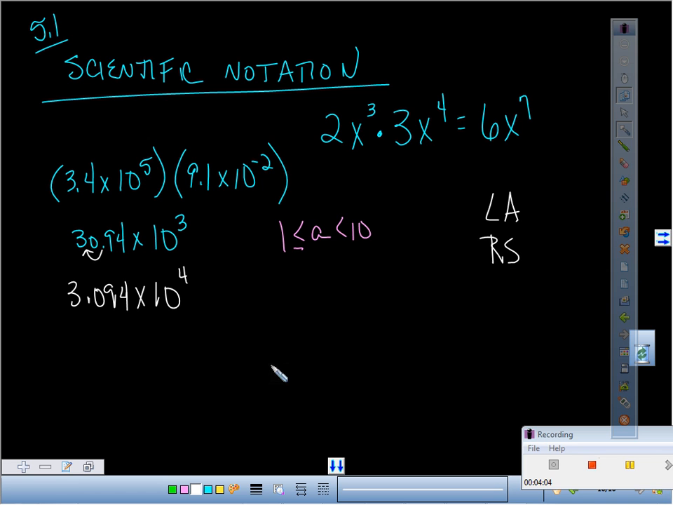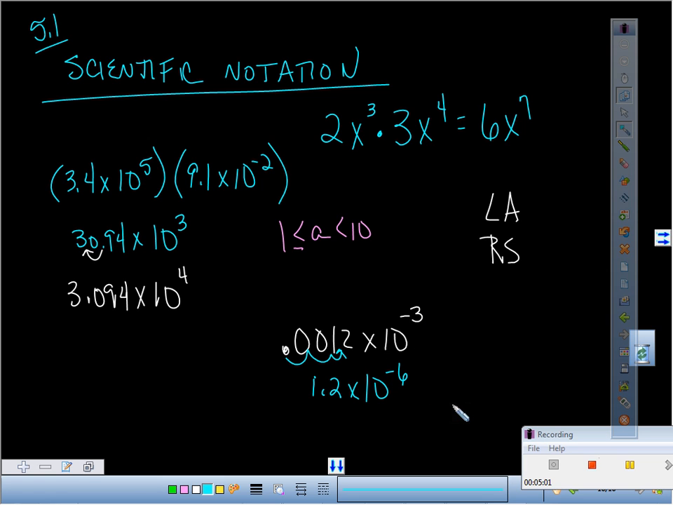Okay, so if you had 0.0012 times 10 to the negative third, could you write that in scientific notation? So what's A? 1.2 times 10 to the, you went to the right, so 3 places. What do you have to do with that? What's negative 3 minus 3? Negative 6. Very good.